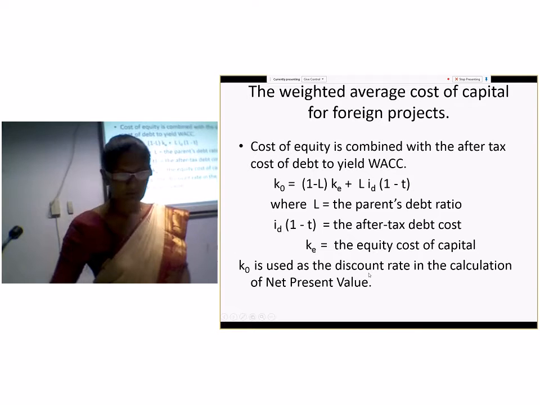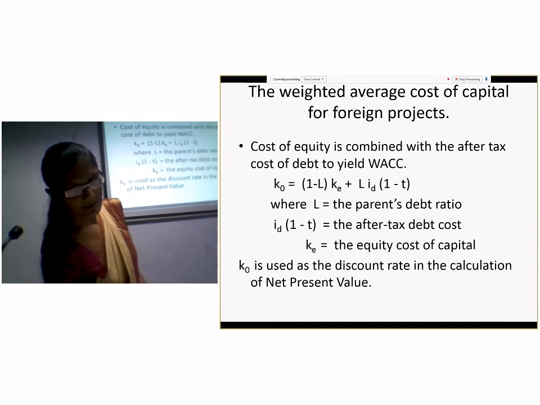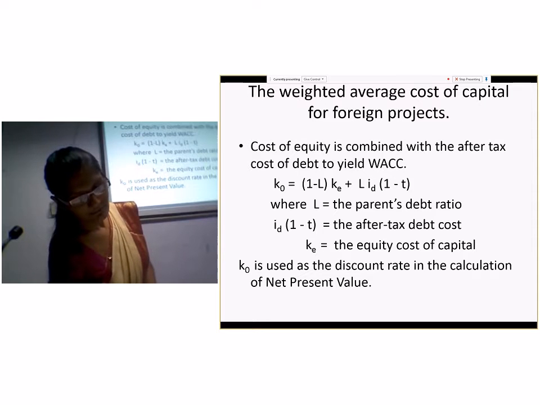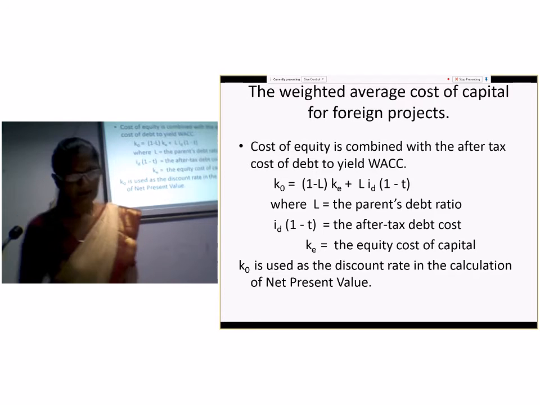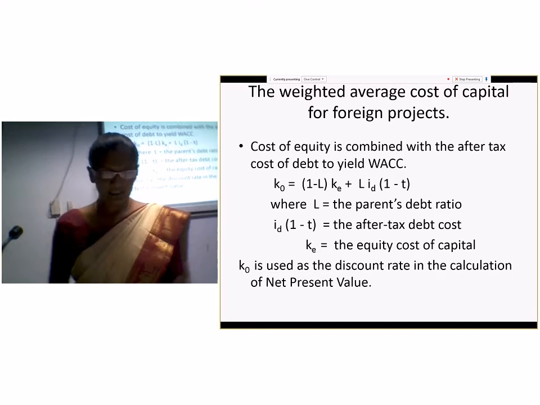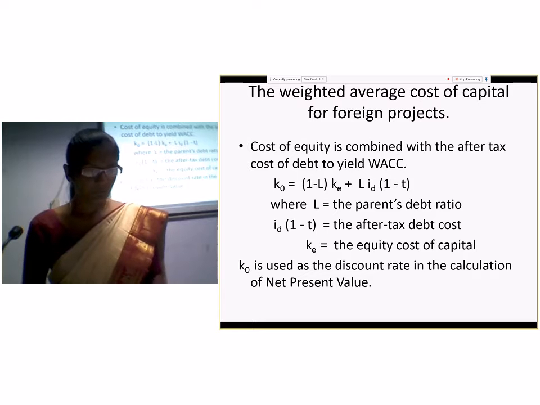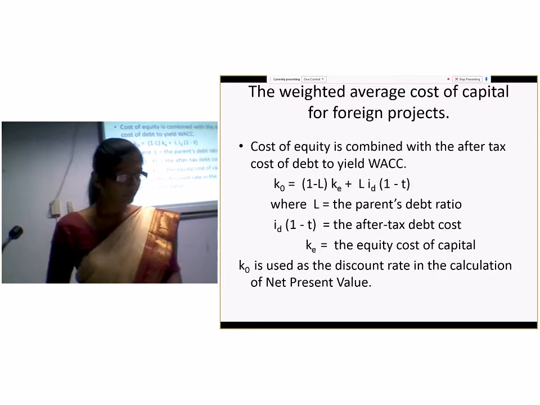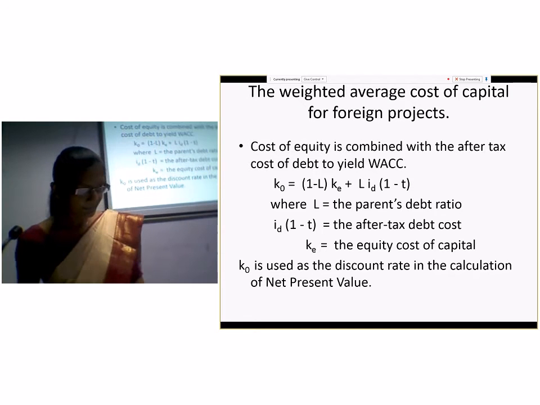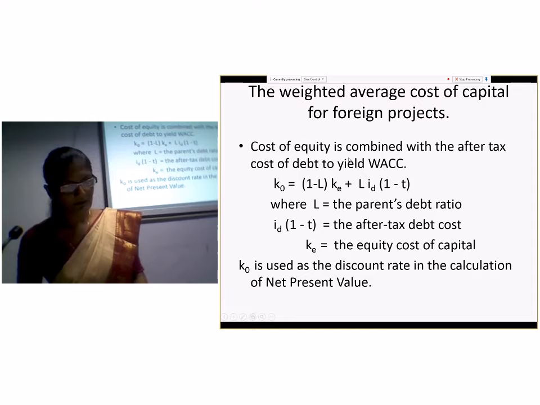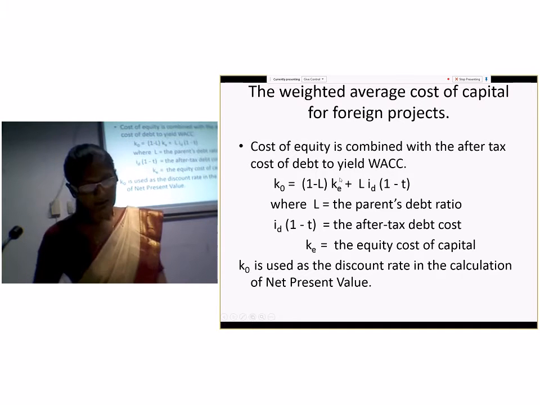Right, shall we move on? Now, our objective is to calculate the WACC for the foreign projects, right? So, in order to calculate the WACC, we have to calculate the cost of all the sources that the project has used to finance its assets, right? So, the previous formula we used to calculate the cost of equity. Here, cost of equity is combined with the after-tax cost of debt to yield WACC, right?